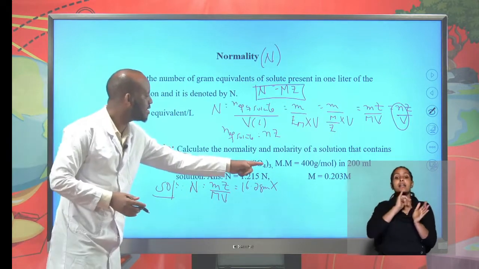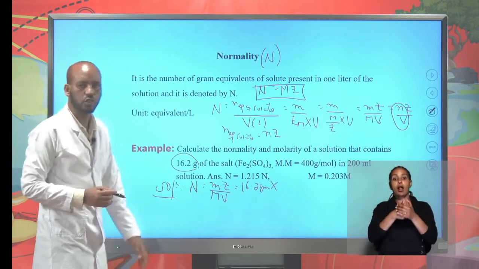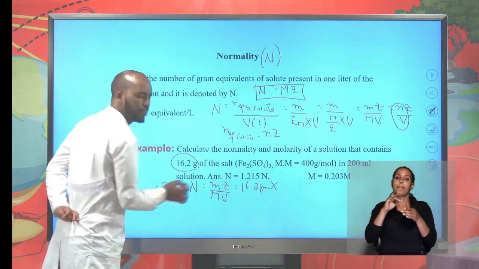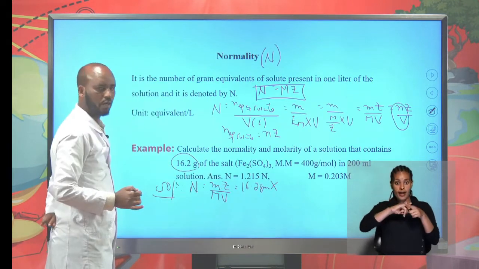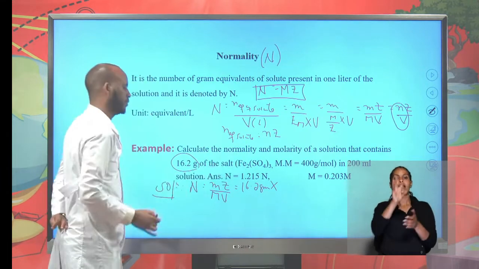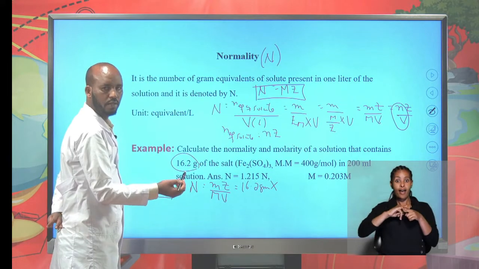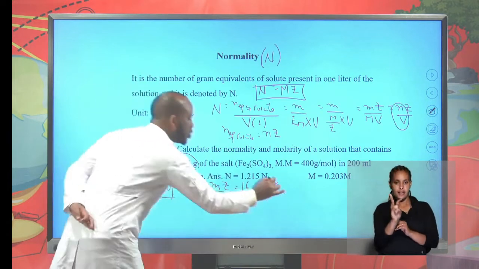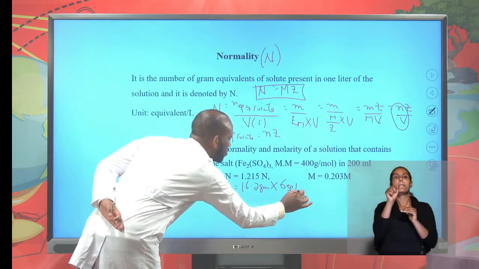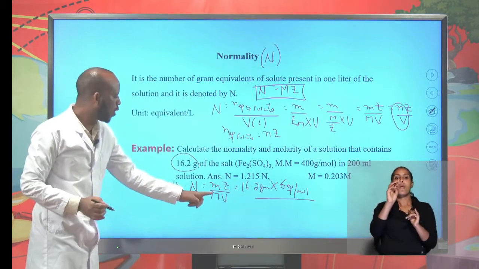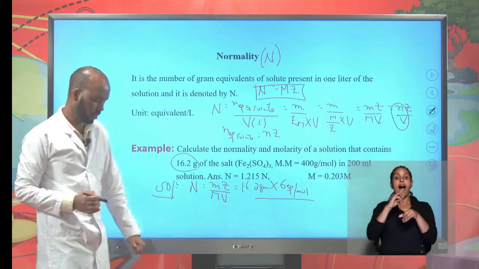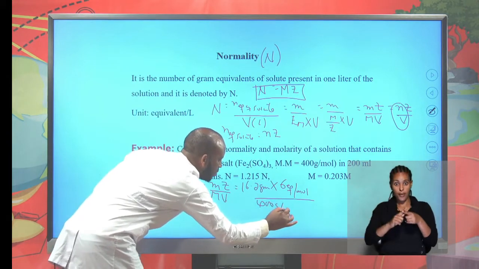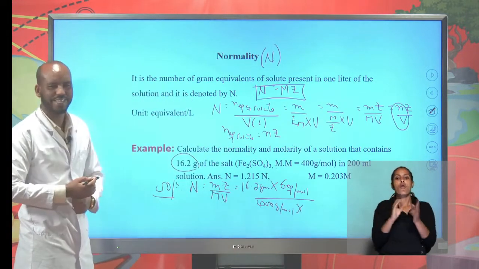The salt is iron sulfate. Total positive valence: the valency of iron is plus 3, and here we have 2 iron atoms. Therefore, total positive valence is 6. For 1 iron, the valency is 3; for 2 iron, the total is 6. Therefore, 6 equivalent per mole, divided by molar mass of iron sulfate, which is 400 gram per mole, times volume of the solution in liter.